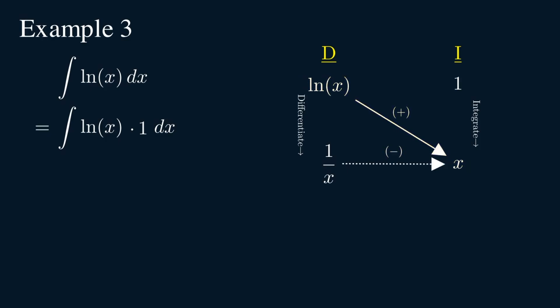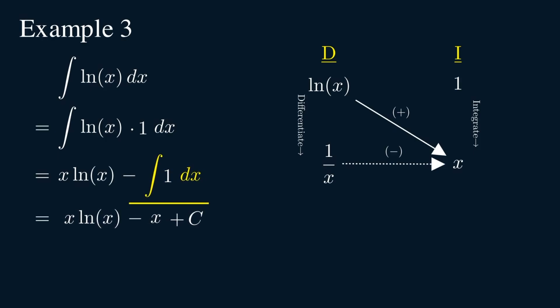For the first part of the integral, we just multiply the terms connected by the solid arrow. So, the first part is x times ln of x. For the second part, we multiply the terms connected by the dashed arrow, including the minus sign, and integrate. This is the second part of the antiderivative. Finally, we integrate the second part and add c as a constant of integration.